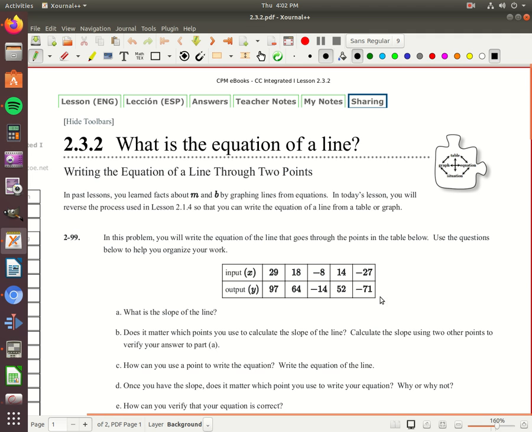2-3-2. I don't usually do 2-3-3. I guess if we have an extra day, sometimes I do. But for the most part, 2-3-2 is the last section I do in Chapter 2. So wrapping up Chapter 2: writing the equation of a line through 2 points.